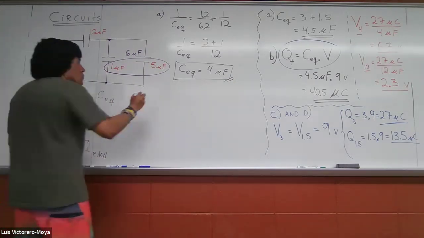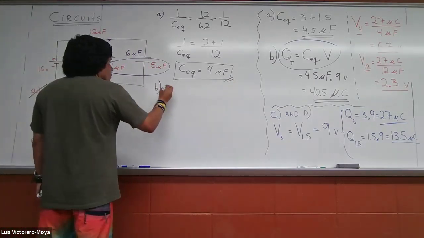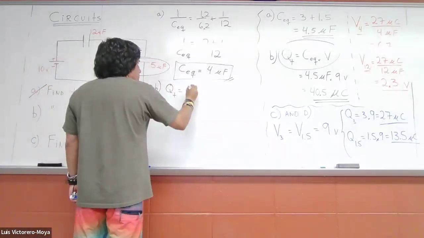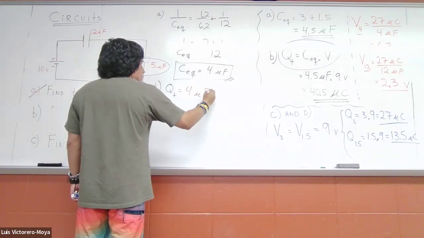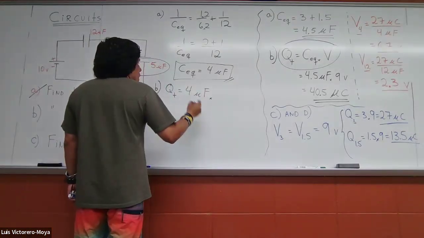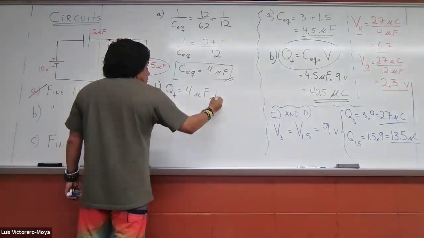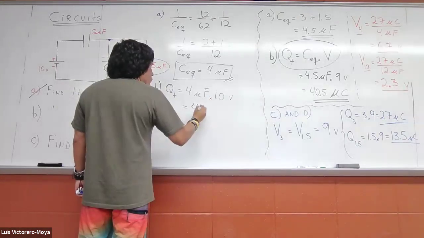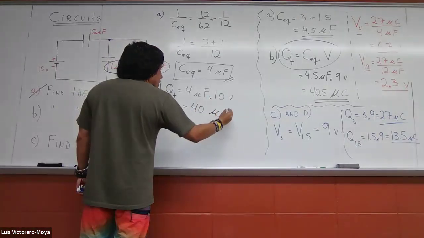The charge is C times the voltage, 10 volts, 40 microcoulomb.